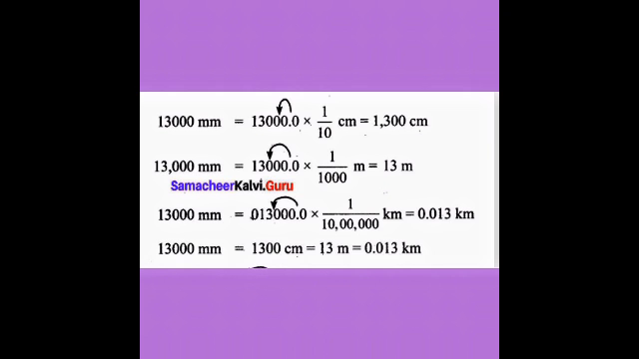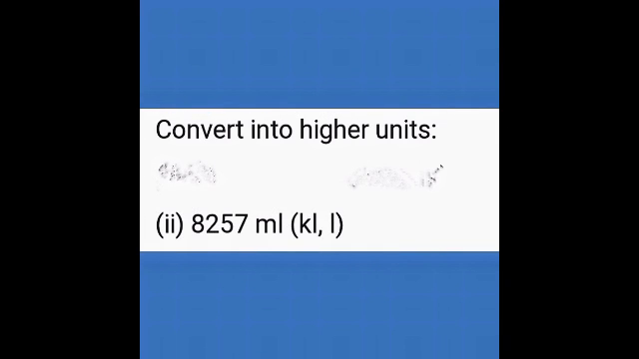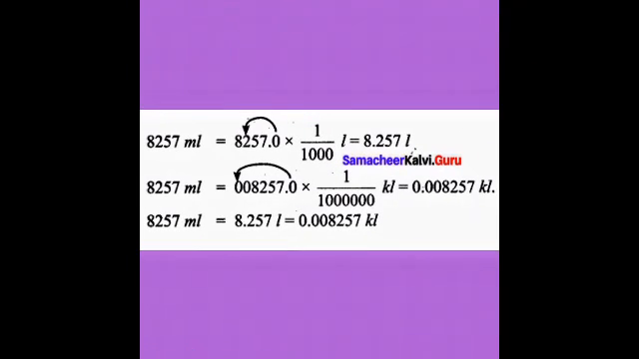The next question, convert into the higher unit. The same question, we have a second subdivision. 8257 milliliter convert into kiloliter and liter. Here also they are giving the smaller unit to convert into higher units. We are going to do the division only. Milliliter to liter is 1000. Milliliter to kiloliter is 10 lakhs. The same procedure here also. If you are dividing by 1000, we will get 8.257 liters. But kiloliter we will get 0.008257 kiloliters.